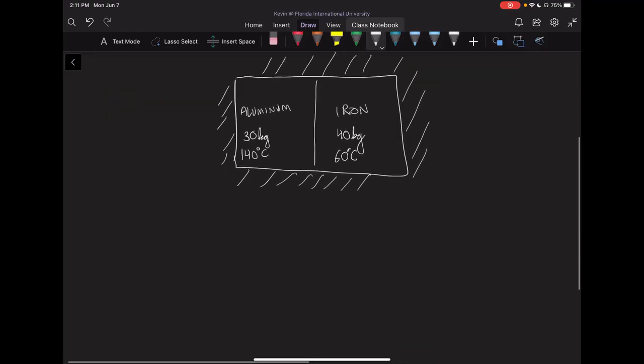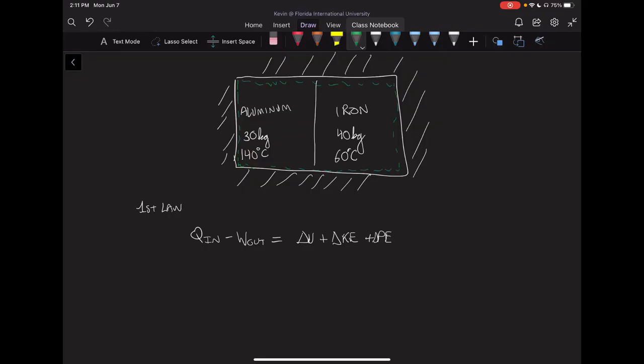We use our first law, which is Q in minus work out is equal to delta U plus delta KE plus delta PE. This is a first law analysis, and we can cancel out a lot of things. Let's look at the system as a whole, not just the aluminum or the iron. So our control mass is delimited by the green line. It means that Q in is going to be equal to 0. Work is going to be equal to 0 as well.